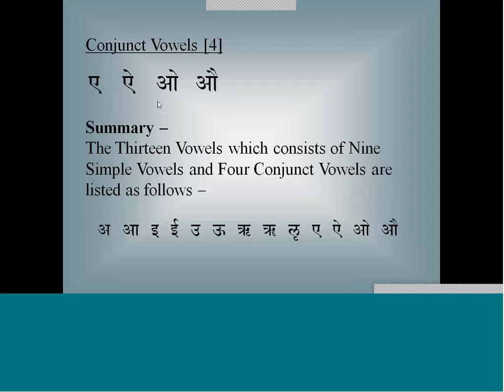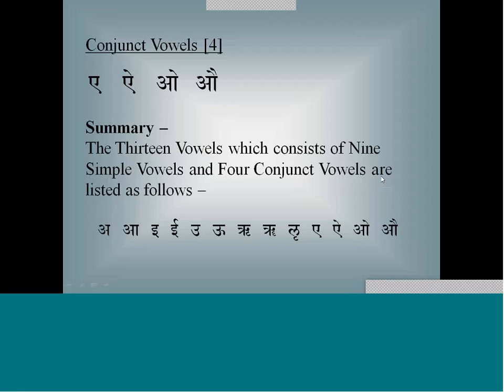Now we will see the place of pronunciation of the conjunct vowels. So A is guttural, E is palatal, oo is labial, r is cerebral, and L is dental. If you have any doubts, you can ask. If you don't have any, then I will move on to the next one. So these are the places of pronunciation for these simple vowels.